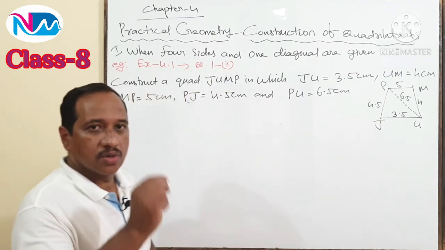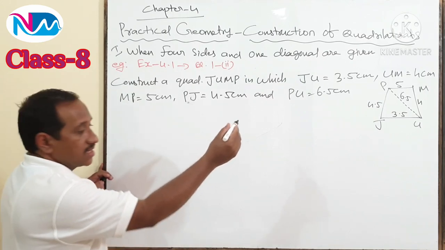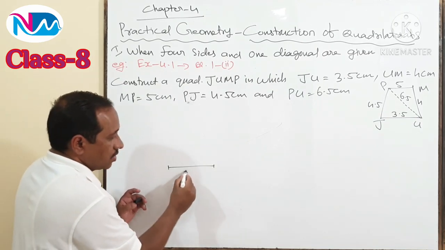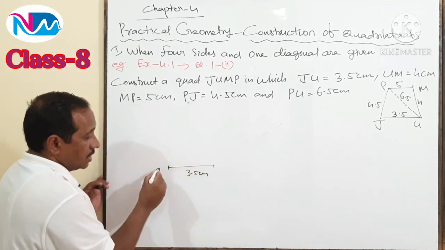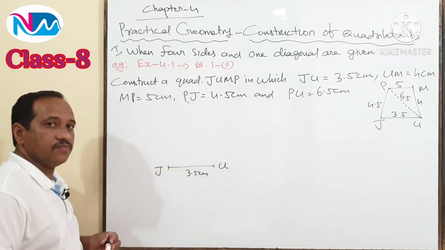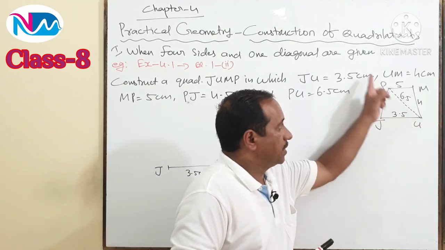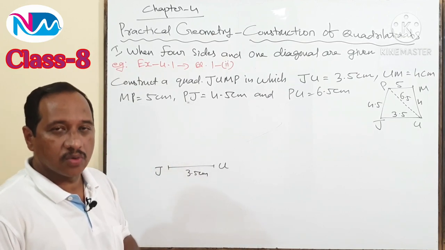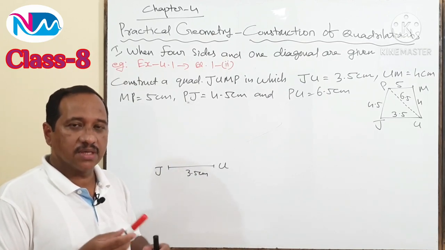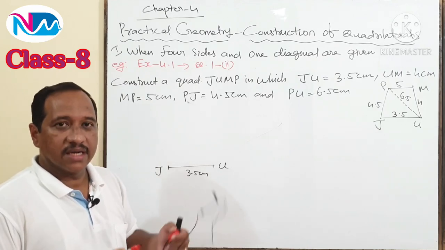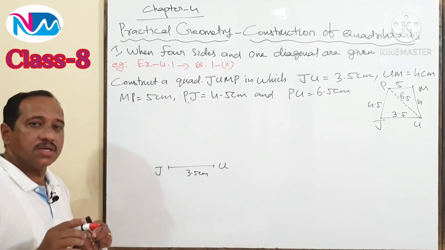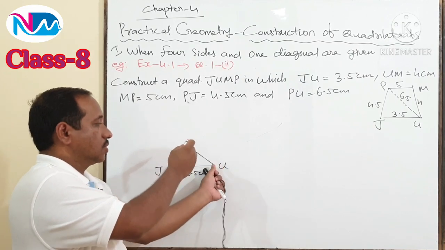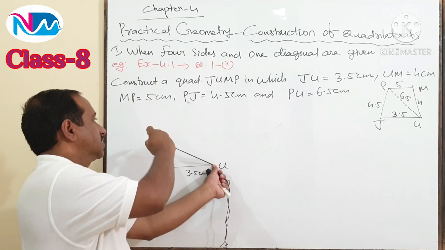With the scale, you draw a line segment of length 3.5 cm. So, I draw a line segment of length 3.5 cm and it is JU. Now, you have PU is 6.5. You have to use the compass. Take 6.5 cm using the scale. That is, we are going to draw an arc of a 6.5 cm radius from the point U. So here I am going to draw the 6.5 cm, something like this.